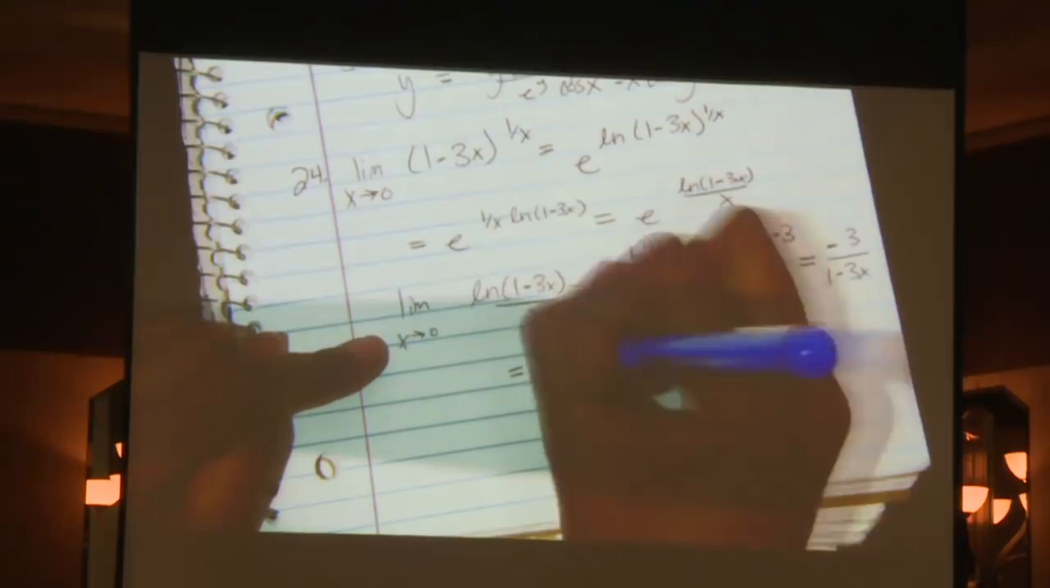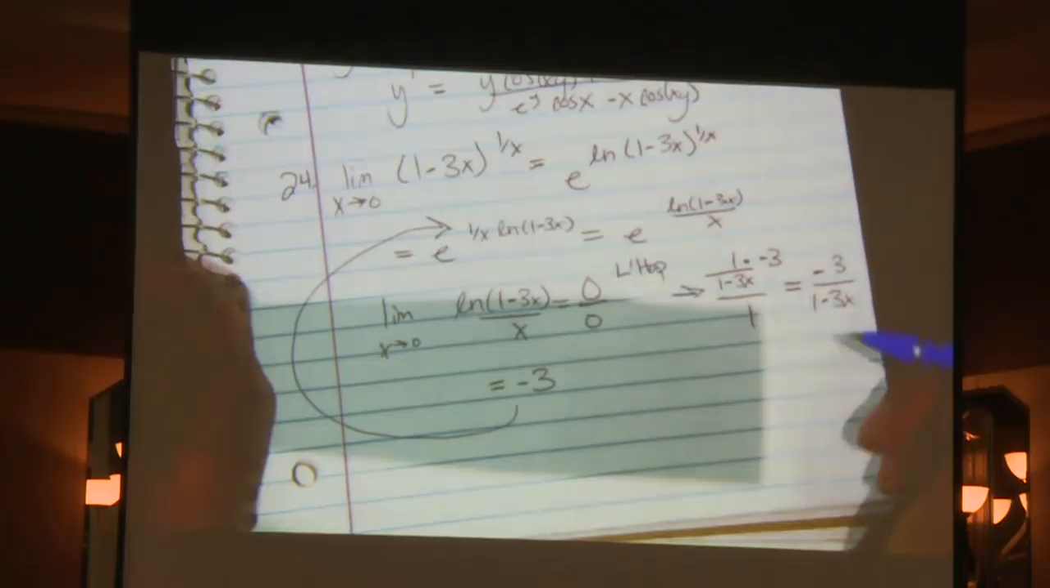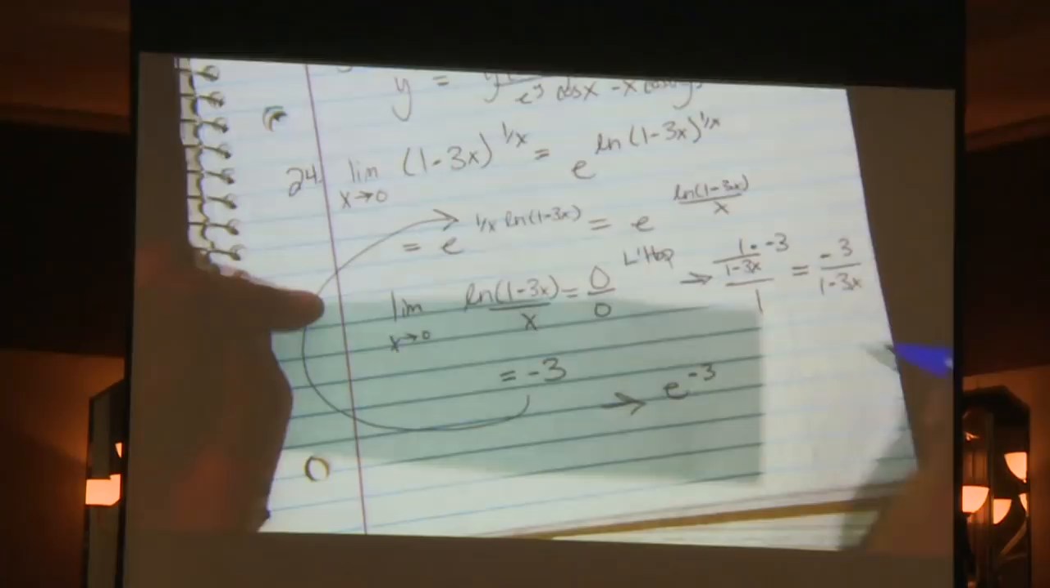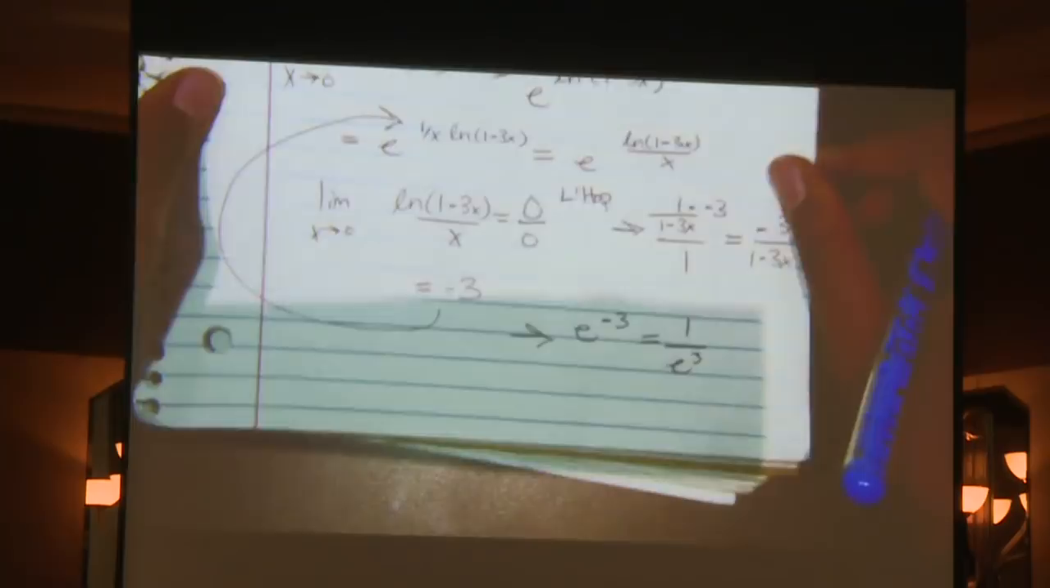Then I just go back in, plug in my negative 3 to that, and I end up getting e to the negative 3, or 1 over e to the third. Clear? Questions? Yes.